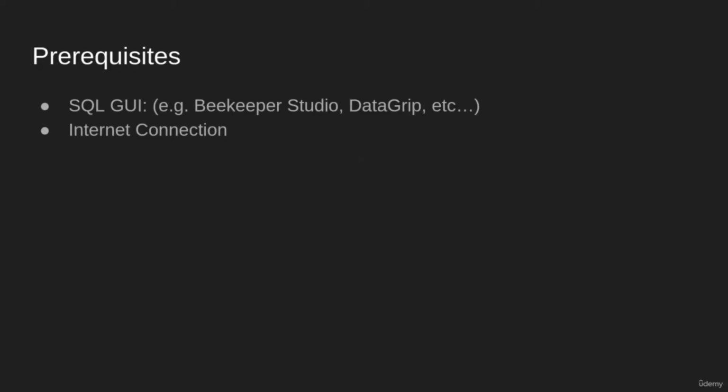So if you take the first course, you know that the prerequisites are pretty low. We'll need a GUI, basically Beekeeper Studio, which is free and we used in the last lesson, is still available and still recommended, or you can use anything else you like, such as DataGrip or any other UI of choice. Of course, you will need an internet connection.